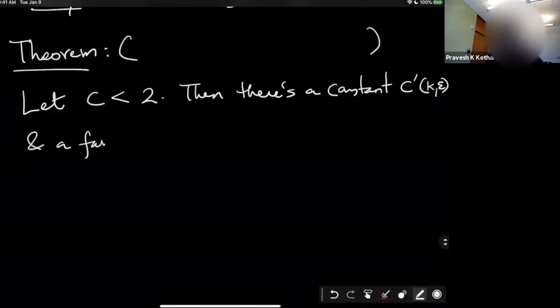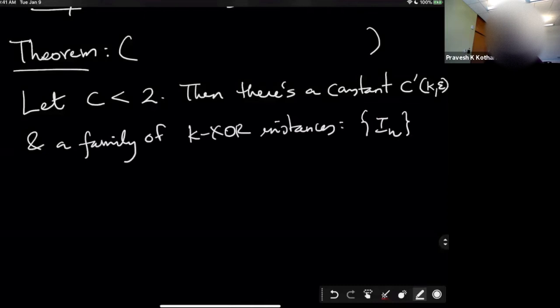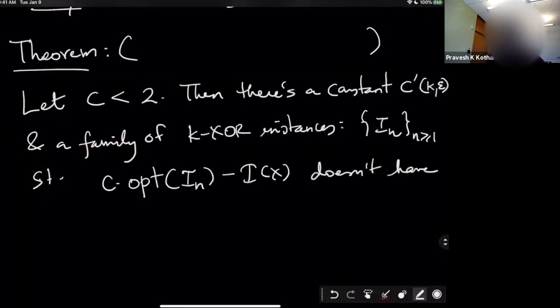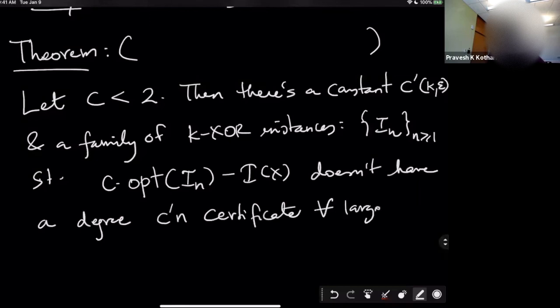a family of K XOR instances. So this is basically a collection of instances for every n. So on every n, where n is the number of variables, you will construct one instance. This will be a family of instances, such that C times opt I minus val I of x doesn't have a degree C prime n certificate for all large enough n.